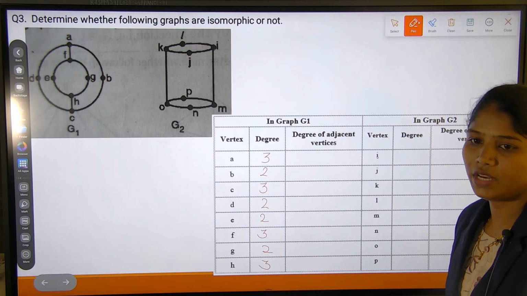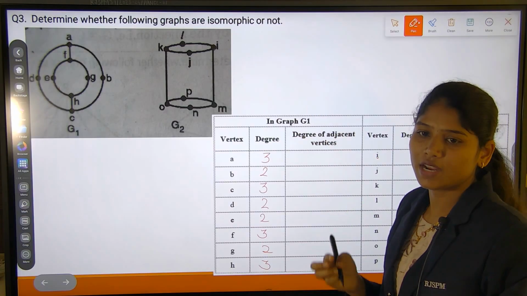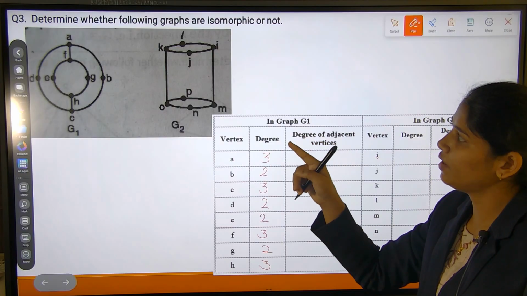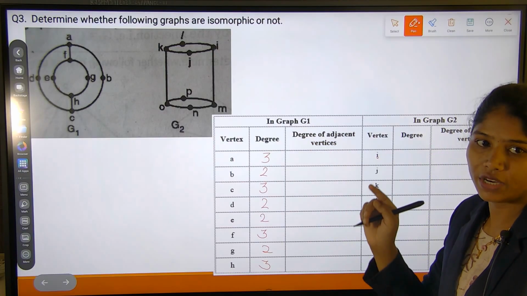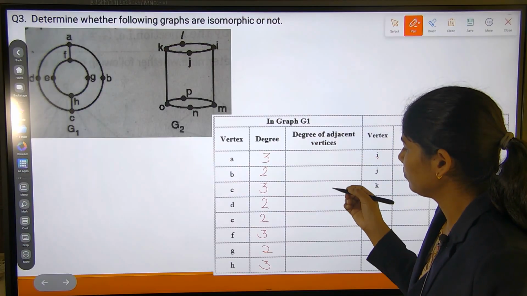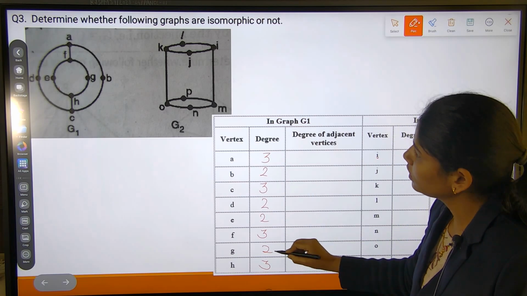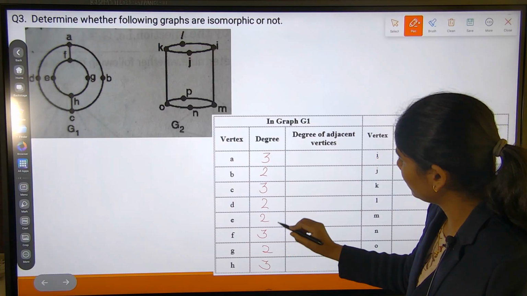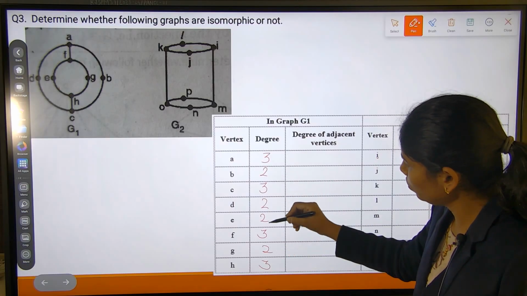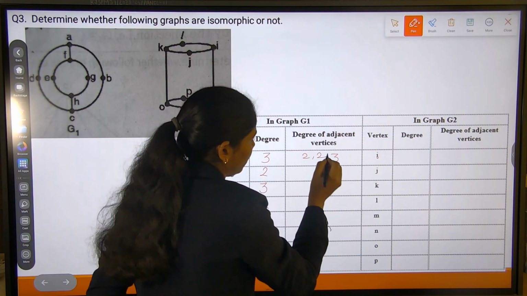Now, find out degree of adjacent vertices. So, A having 3 adjacent vertex, B, F and D. So, write down degree of B, F and D. B 2, F 3 and D 2. So, write down here 2, 2, 3.